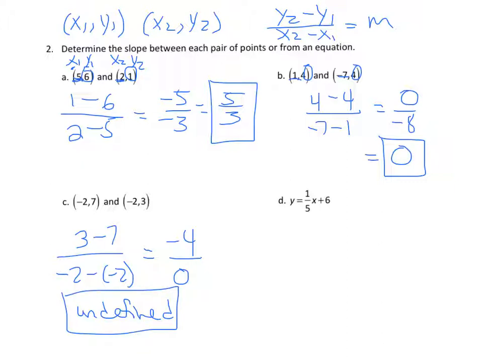The last thing you're going to do in level 1 is find the slope in an equation that's in slope-intercept form. Slope-intercept form is y equals mx plus b, and the number in front of x is the slope. So in this problem, the slope would be 1/5.